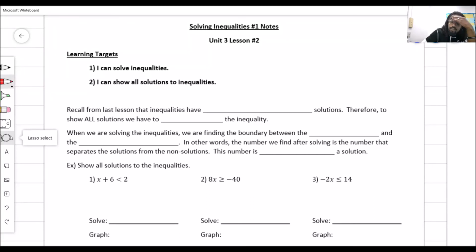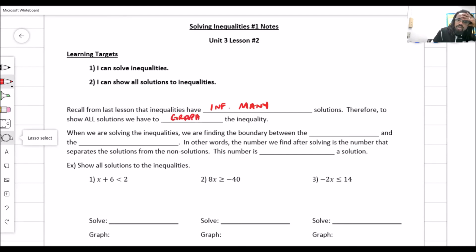Today we're going to look at solving inequalities notes. At the end of this video, you should be able to solve inequalities and you should be able to show all solutions to inequalities. Okay, recall from last lesson that inequalities have infinitely many solutions. Therefore, to show all the solutions, we have to graph the inequality.